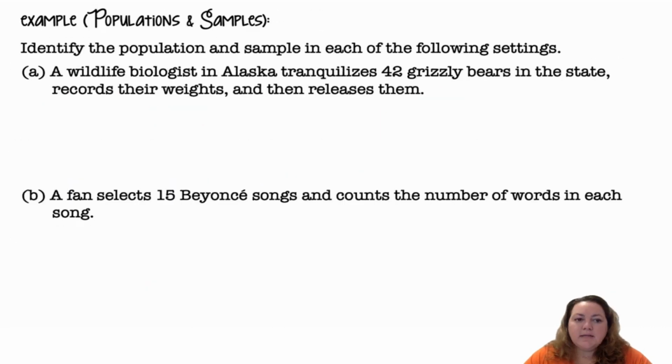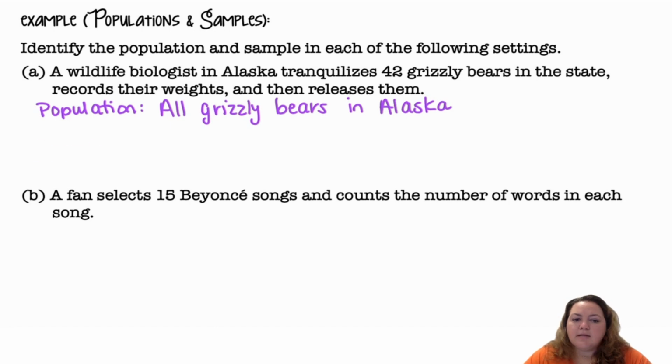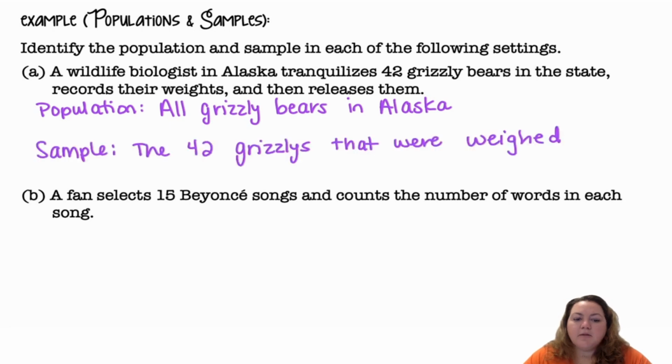All right. Populations and samples. Identify the population and the sample in each of the following settings. A wildlife biologist in Alaska tranquilizes 42 grizzly bears in the state, records their weights, and then releases them. So my population would be all grizzly bears in Alaska. My sample is the 42 grizzlies that were weighed.